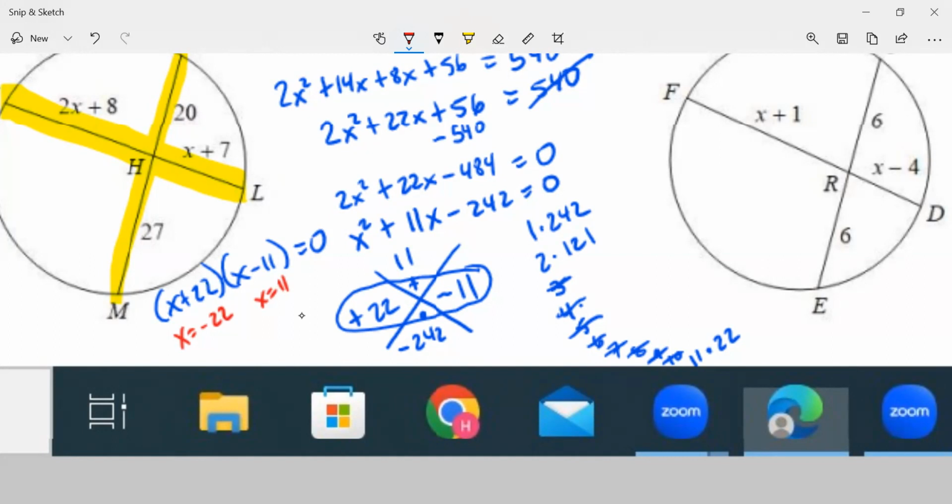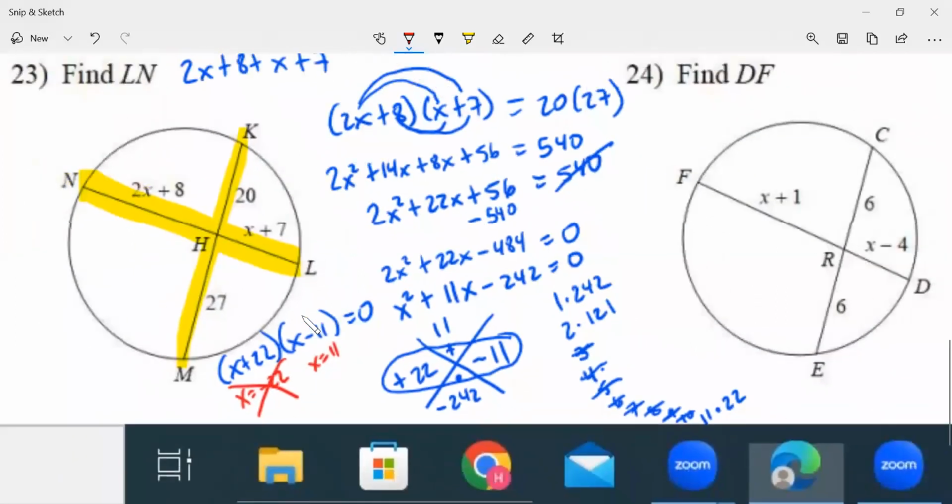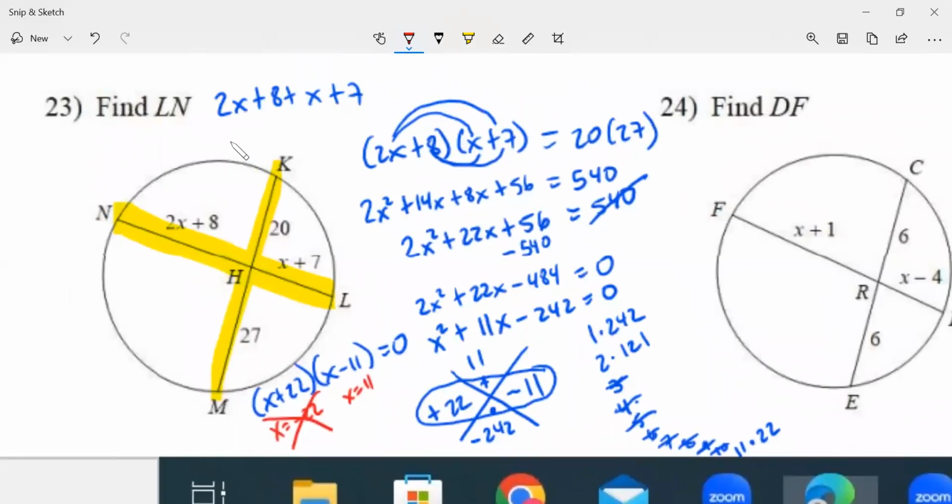However, x cannot be negative, right? The measurement of a segment cannot be negative. So negative 22 will not make sense. So I'm going to say x equals 11. The hard work was really solving for x. Now, I remember I said I was going to come back to this. I'm trying to solve 2 times x plus 8 plus x plus 7. I know x equals 11. I couldn't use the negative number because it's going to give me a negative length. So x equals 11, just use it now.